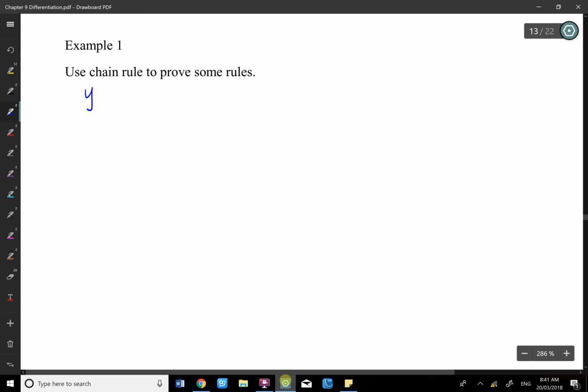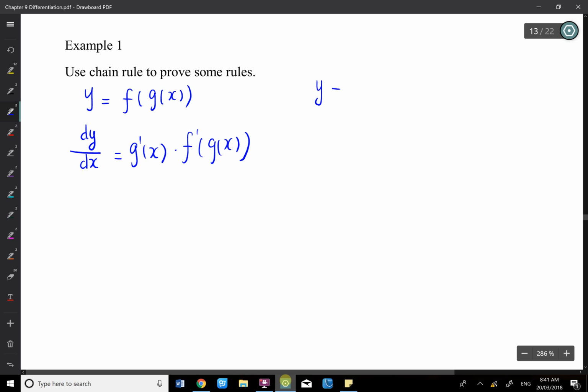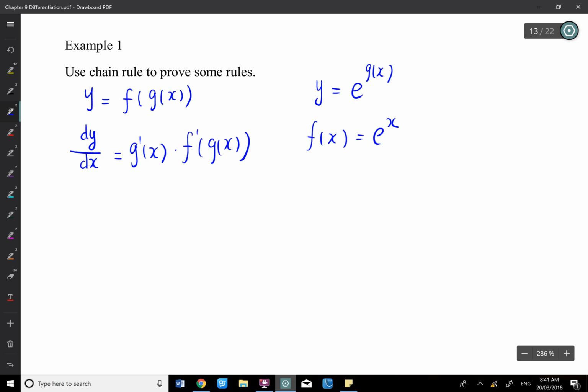So if we have y equals f of g(x), okay, don't look back to the previous page. What's dy/dx equal to? g'(x) times f'(g(x)). Okay, good. That's the derivative for a composite function. Now let's consider we have y equals e to the power of g(x). Can you see my f(x) is actually e to the power of x, and then you have a g(x) to put into that, so it's f of g(x).